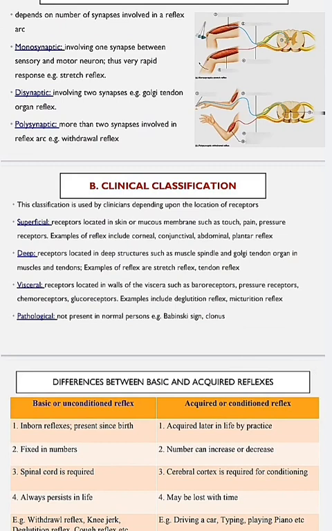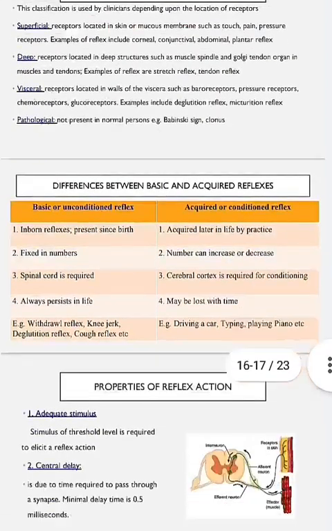Inborn reflexes are present since birth; acquired reflexes are learned later in life by practice. Basic reflexes are fixed in number; acquired reflexes can increase or decrease in number. For basic reflexes the spinal cord is required; for acquired reflexes the cerebral cortex is required for conditioning. Basic reflexes always persist in life; acquired reflexes may be lost with time. For example, the withdrawal reflex, knee jerk, deglutition reflex, and cough reflex. For example, driving a car, typing, playing piano.